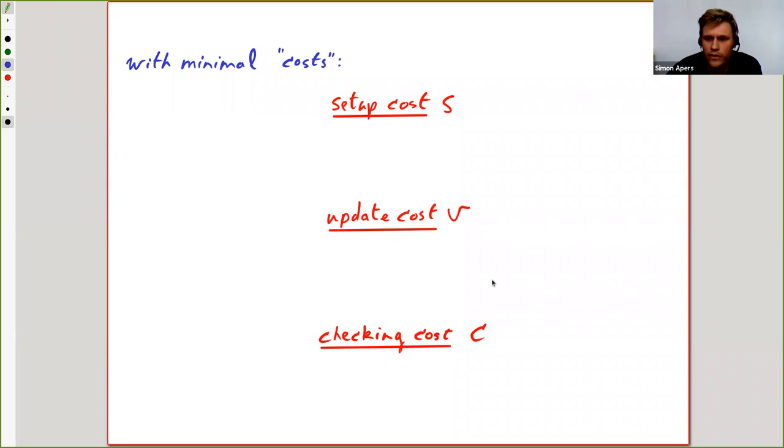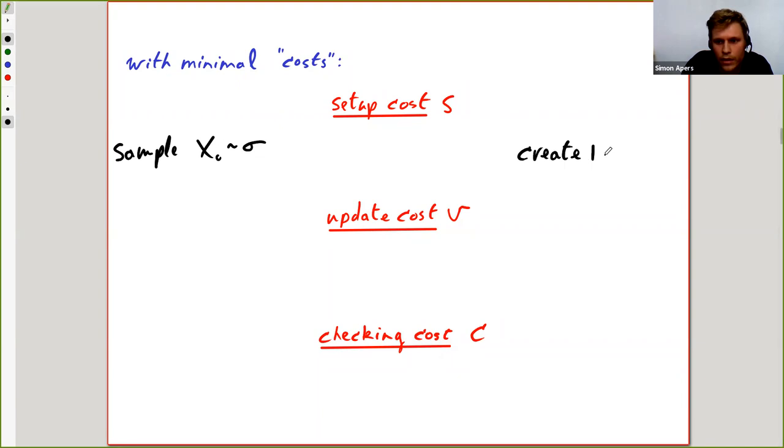So, what are these costs? We will have a setup cost, an update cost, and a checking cost, which I define as follows. So the setup cost basically corresponds to creating this initial sample. So classically, this corresponds to sampling the initial node x0 according to this distribution sigma. In the quantum domain, this corresponds to creating the quantum state sigma, all right? So this is the setup cost of our algorithm.